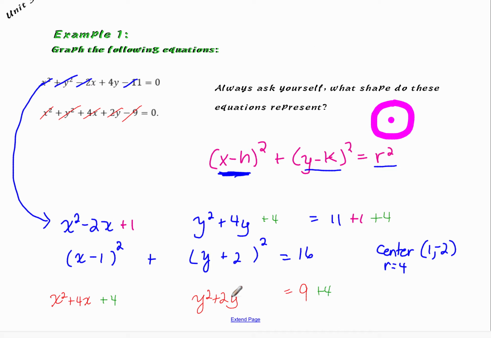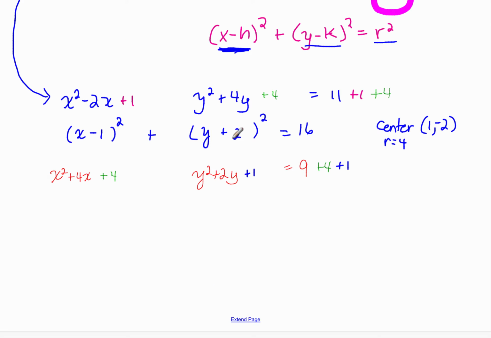Y squared plus 2y. Half of the 2 is 1. 1 squared is 1. Add that there. If I rewrite this as a squared binomial, we know that it was 4, so we take half of 4, which is 2. We know this was the 2 that we took half of to square, so it is 1. And then this ends up being 14.